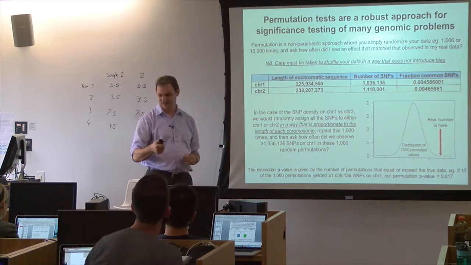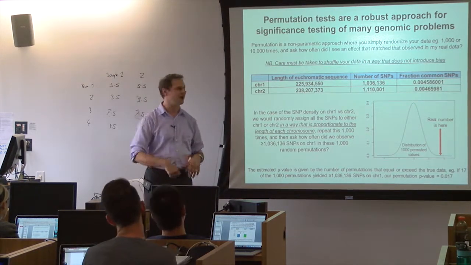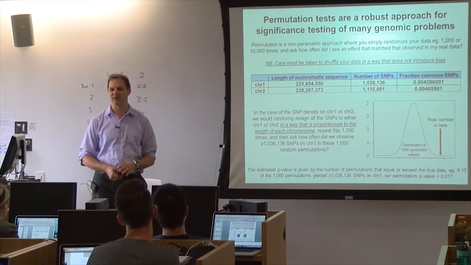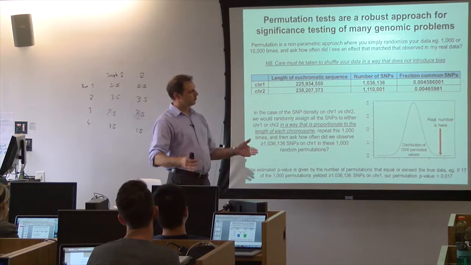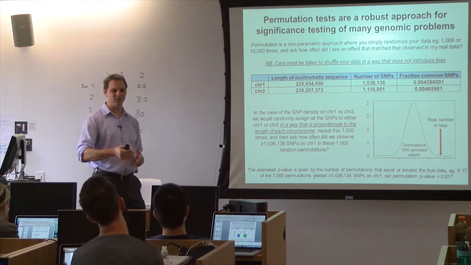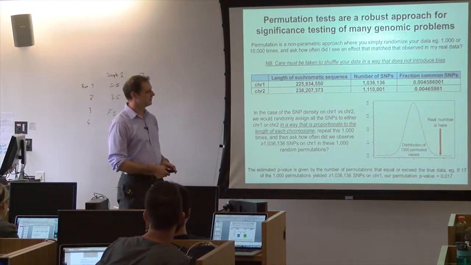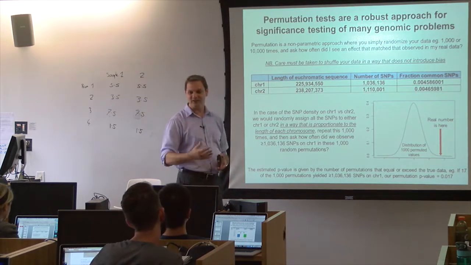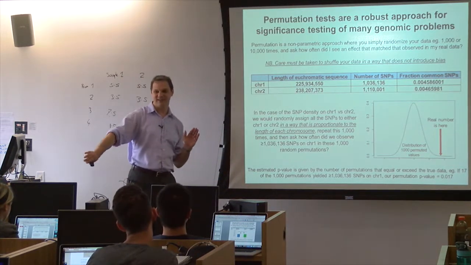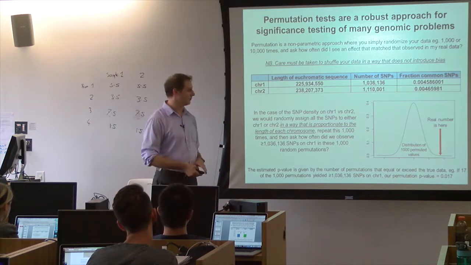If I randomize again, did I see it now? You repeat that 1,000 times, 10,000 times. And then you can build up a null distribution of what I would have got if my data was really just random, and then ask the real observation I saw, did it fall way in the tail? I.e., is that unlikely to have occurred by chance?